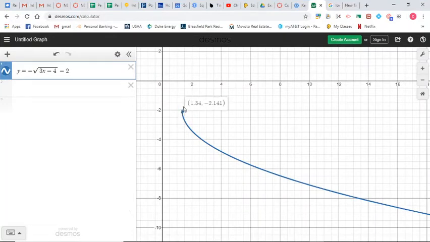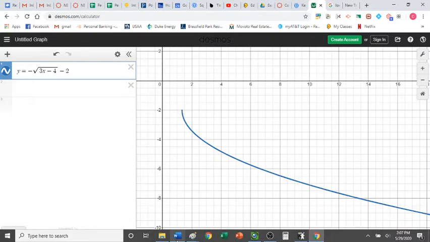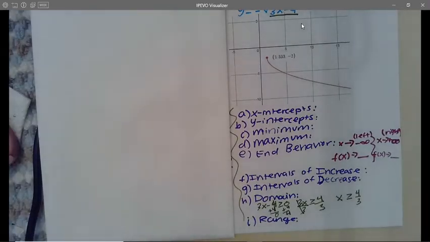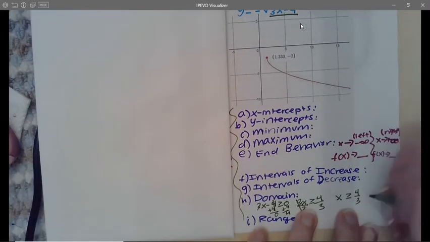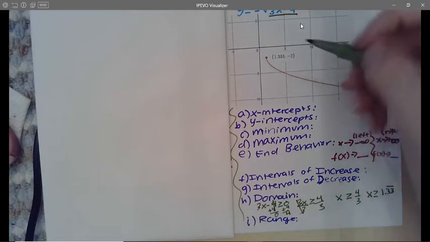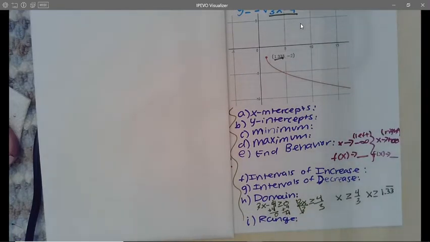So again, you can get it pretty close, but unfortunately, even Desmos is kind of letting us down on this problem. Alright, so again, that's how you find that point. So that is the x value. So if you want to use a decimal, you could say x is greater than or equal to 1.333. Alright, so that is how you get the x coordinate of the start point.